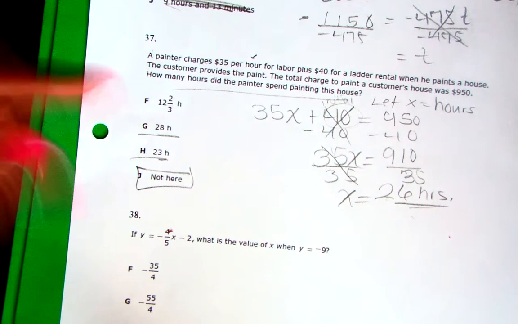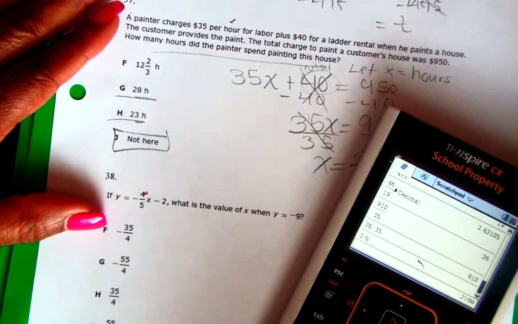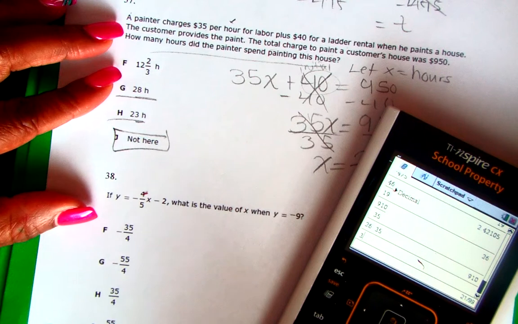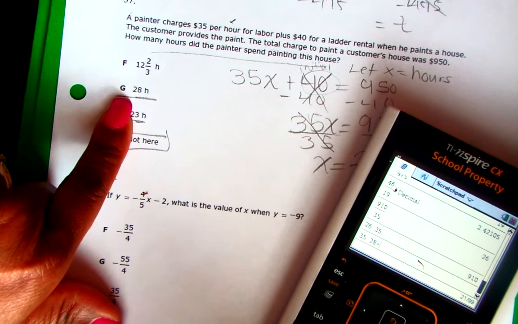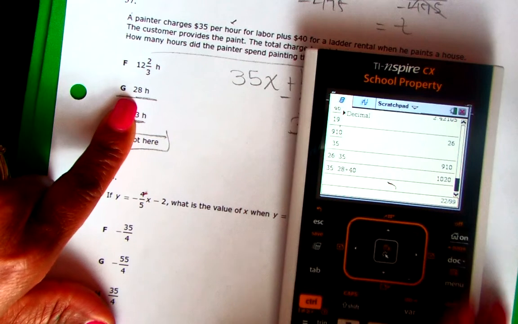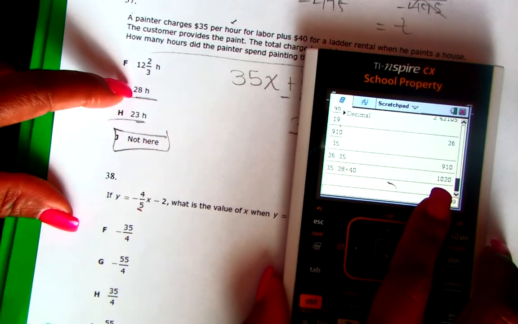And if you want to, you can substitute those numbers in and see what you get. You could say 35 times 28 plus 40, and you see that you get 1,020, and you're trying to get 910. So you know 28 is too much.